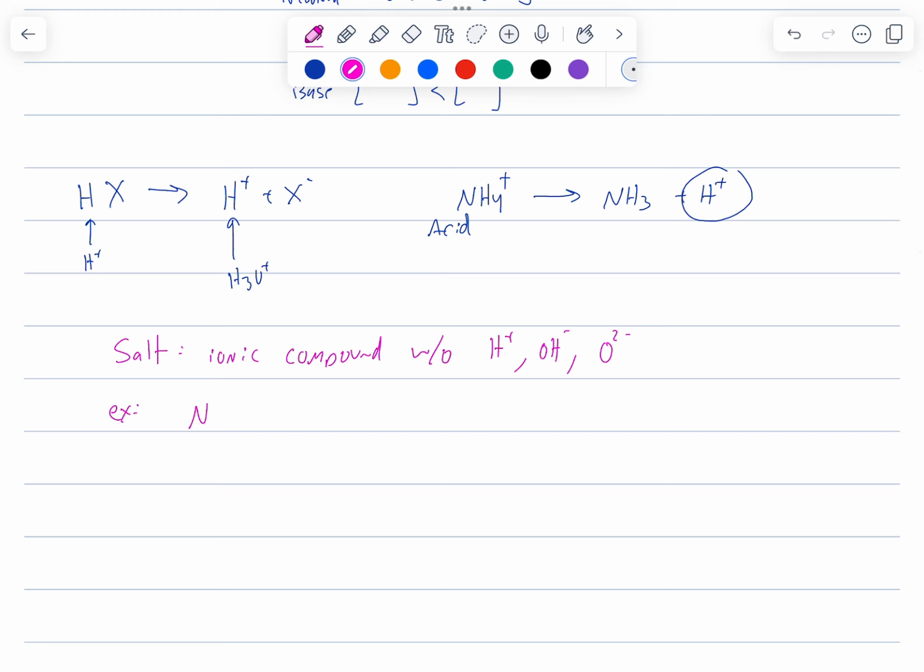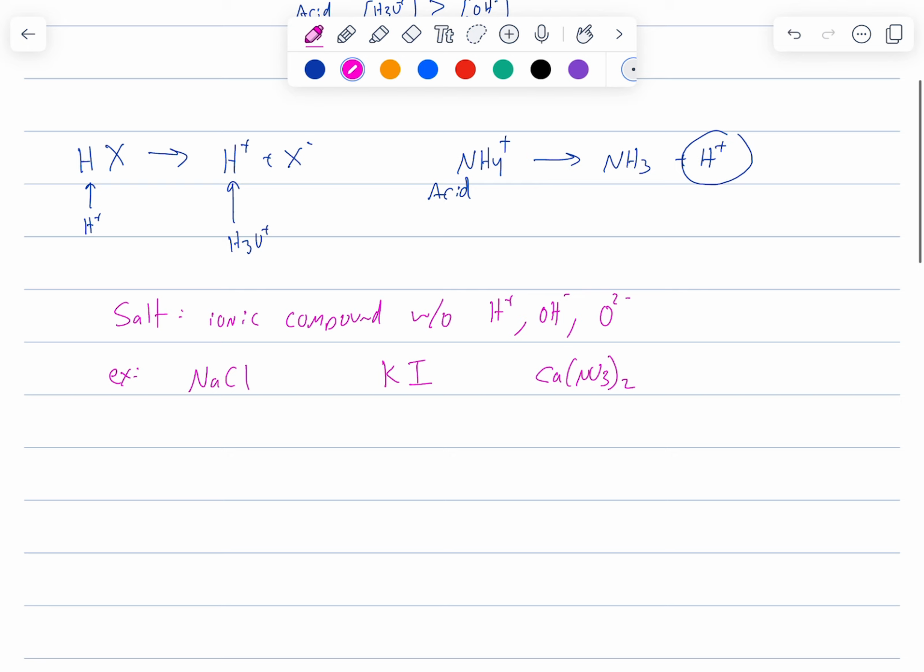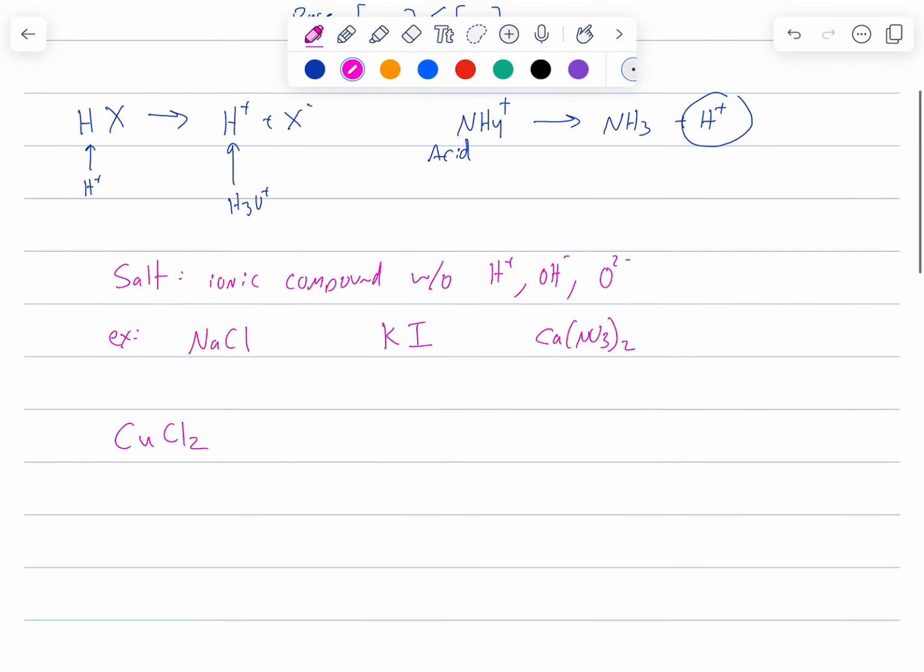So your most common example is NaCl. That is called table salt, and whenever people say salt in a conventional sense, they are talking about sodium chloride. But it's not the only salt. This is a salt, potassium iodide. This is a salt, potassium or calcium nitrate. Right? These are all salts. So if I have a compound like this, copper chloride, that's a salt.